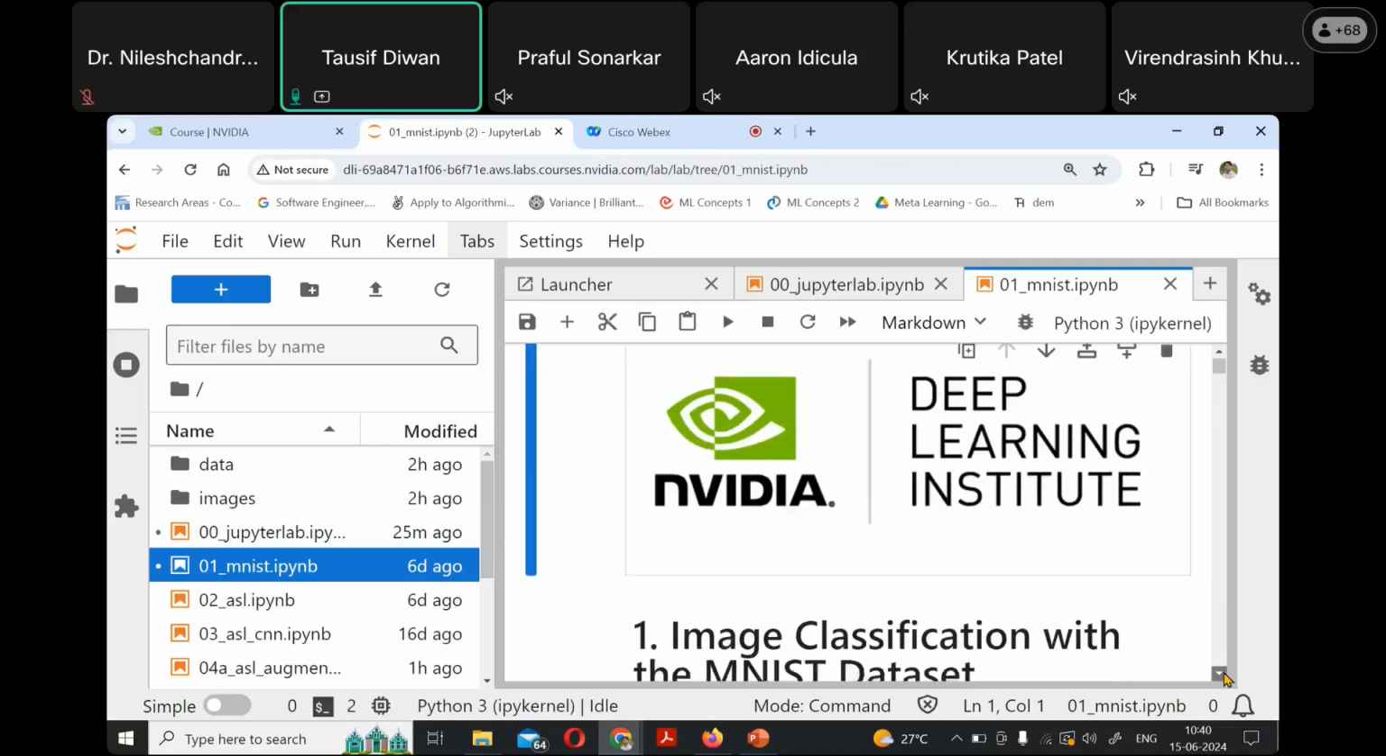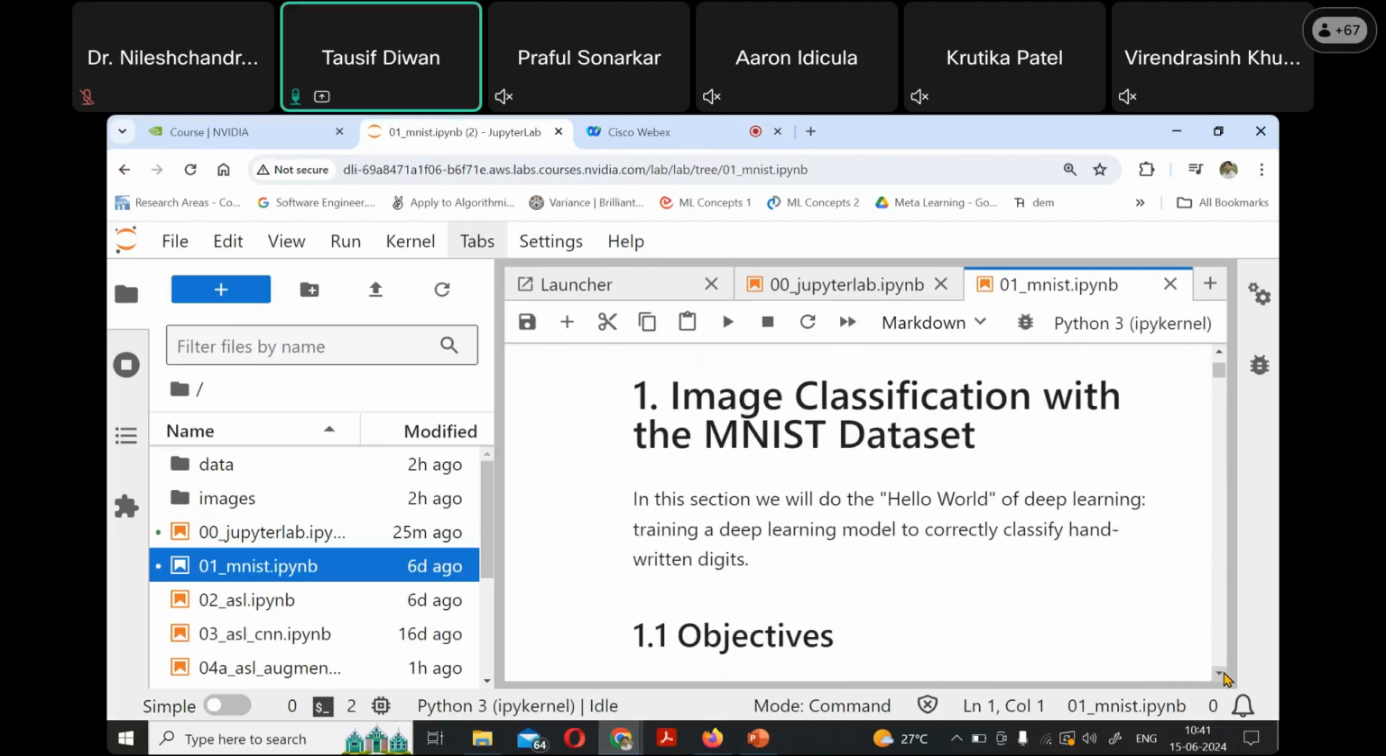Okay, next try to learn this cell. Basically, here what we are interested in doing is implementing image classification with the MNIST dataset. So all of you on this page, you can just raise your hand. Basically, it's a hello world kind of problem.